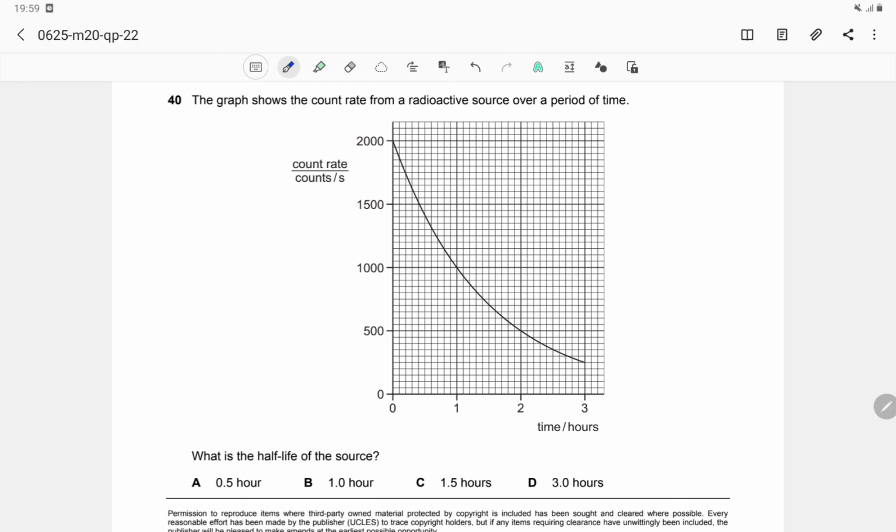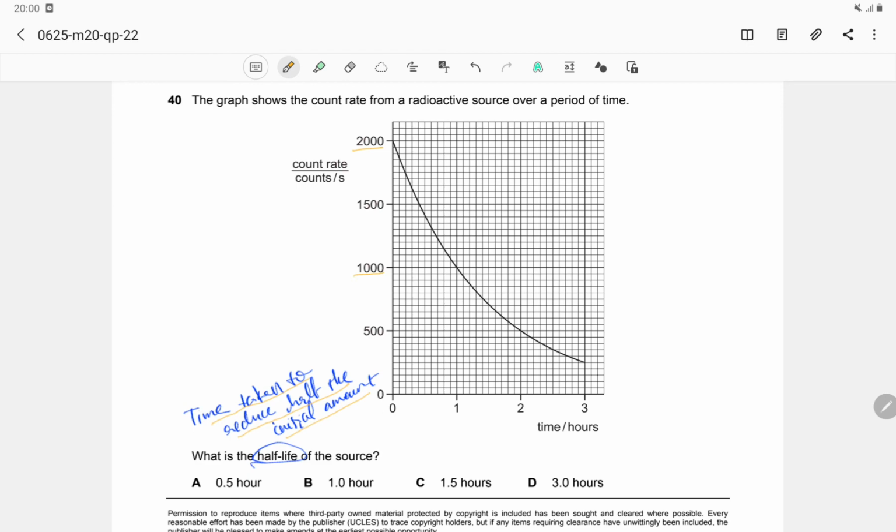Question 40. The graph shows the count rate from a radioactive source over a period of time. What is the half-life of the source? So first of all, you need to know what half-life is. Half-life is nothing but the time taken to reduce to half the initial amount. So let's check its initial count rate. It was 2000. Then how long will it take to become half of the initial value? Half of 2000 is 1000.